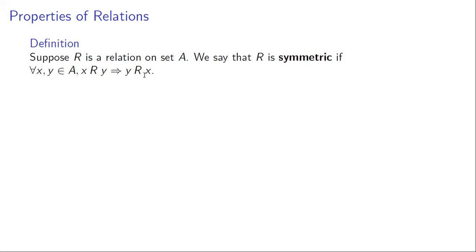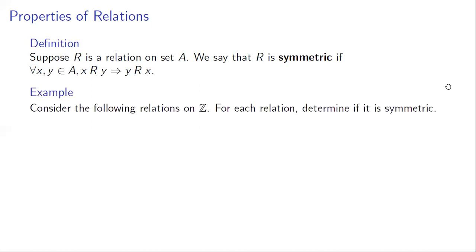Right? So this is saying that whenever one thing is related to something else, then that second thing is related to the first thing. So whenever X is related to Y, then Y is related to X. If a relation has that property, then this relation is symmetric. You can think of a symmetric relation as a two-way street. You can get from one end to the other, from end A to end B, and from end B to end A.